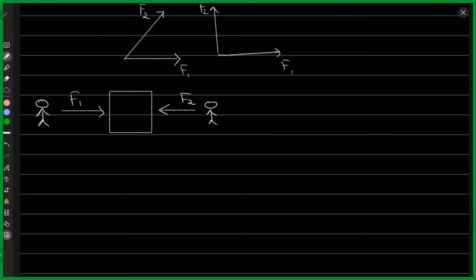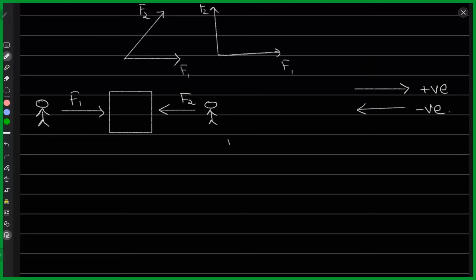So now the block is confused. It doesn't know where to move. So the block has to do some mathematics to understand where it should move. Should it move to the right or to the left? The mathematics it will do is, first, define a coordinate system for itself, where we say that a force to the right has a positive signature and a force to the left has a negative signature.